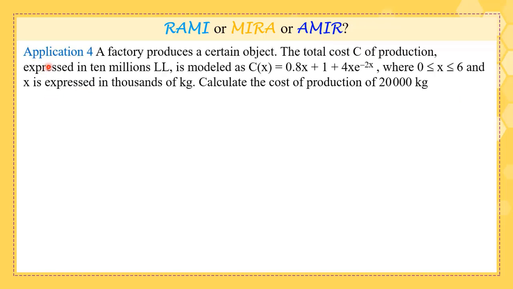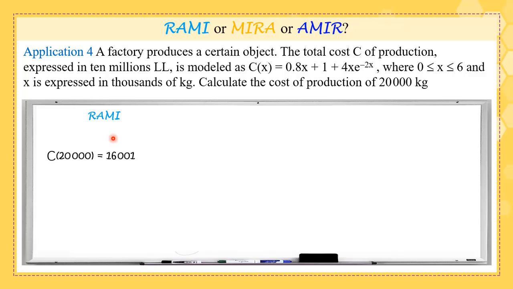Now, Rami, Mira, or Amir. Application 4. A factory produces a certain object. The total cost C of production, expressed in 10 million lira Lebanese, is modeled as C of x equals 0.8x plus 1 plus 4x e power minus 2x, where x is bounded between 0 and 6, and x is expressed in thousands of kilograms. Calculate the cost of production of 20,000 kilograms.